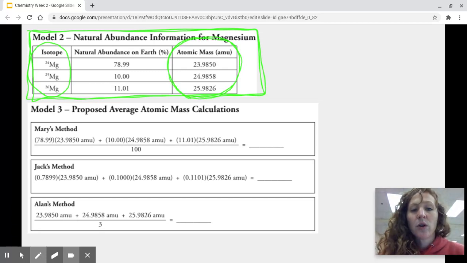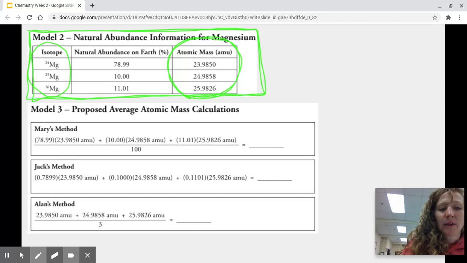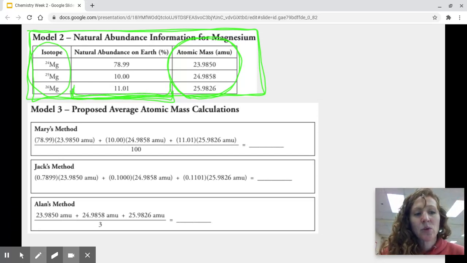So magnesium 24 weighs 23.9850 AMUs. Magnesium 25 weighs 24.9858 AMUs. Magnesium 26 weighs 25.9826 AMUs. Now, this middle column here is the natural abundance of the element on Earth. Okay, so look at this. Magnesium 24, of all the magnesium that is found on Earth, 78.99% of that magnesium is magnesium 24.